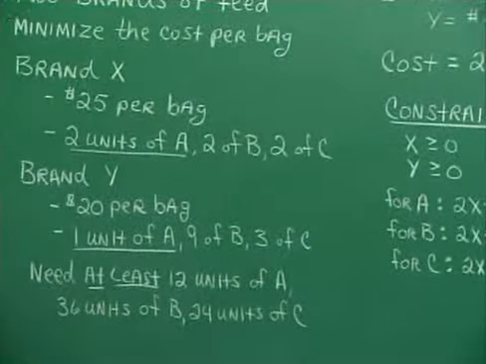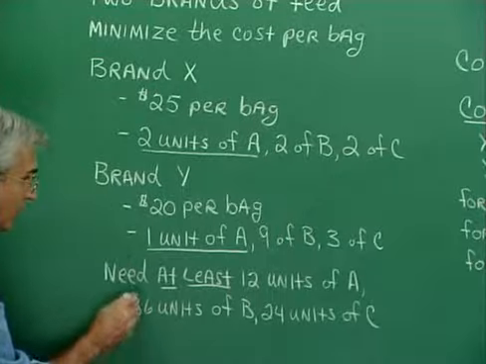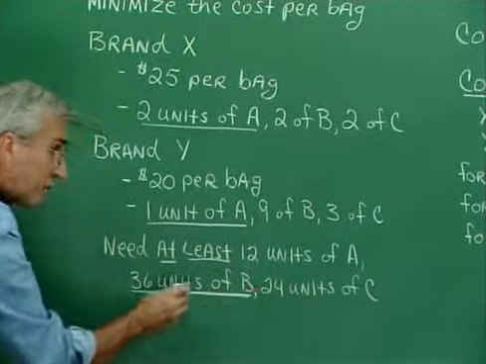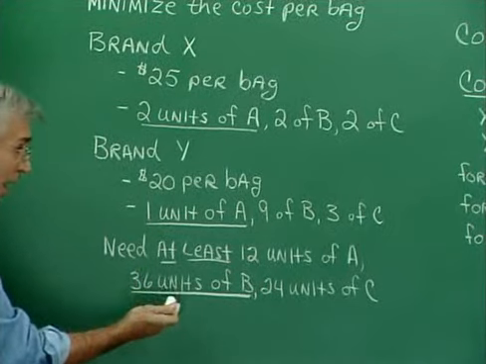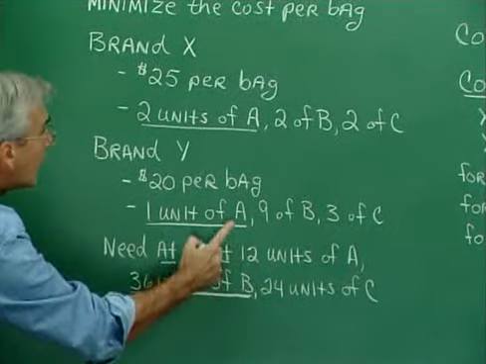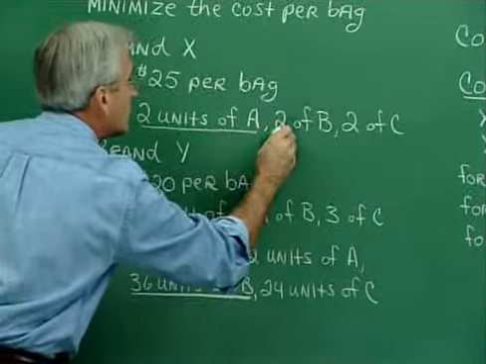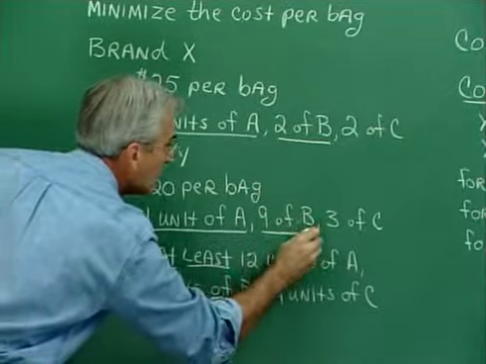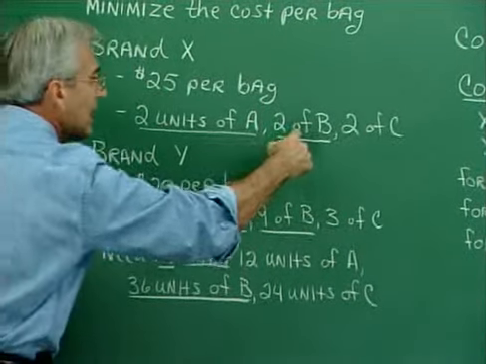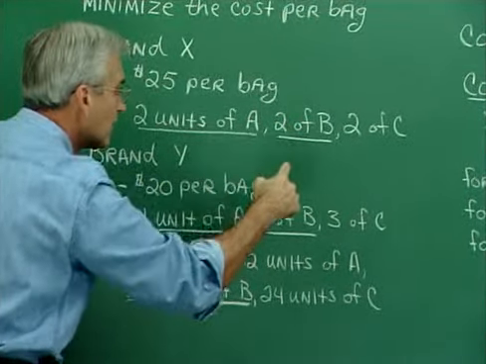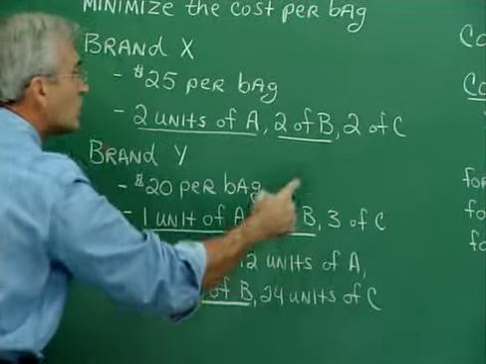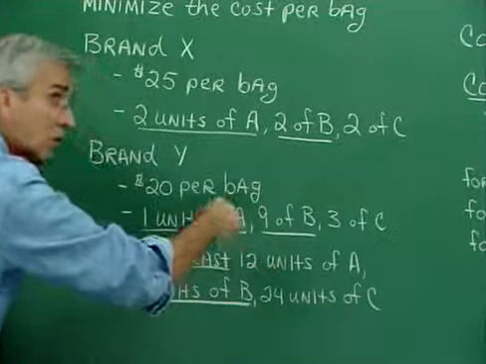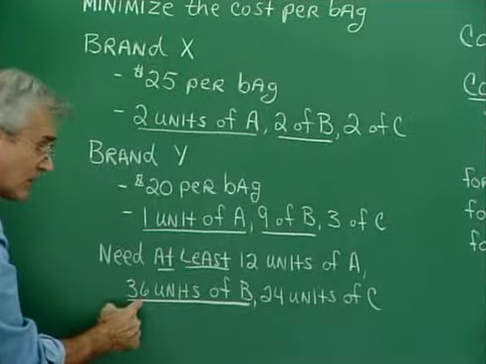The next one is built by virtue of the idea that we need at least 36 units of B. Well, look at what is provided from brand X and brand Y regarding B, right up here. Brand X is supplying 2 units of B, and brand Y is supplying 9. So for every X bag, we get 2 of these. For every Y bag, we get 9. So it's 2X plus 9Y needs to be greater than or equal to 36.